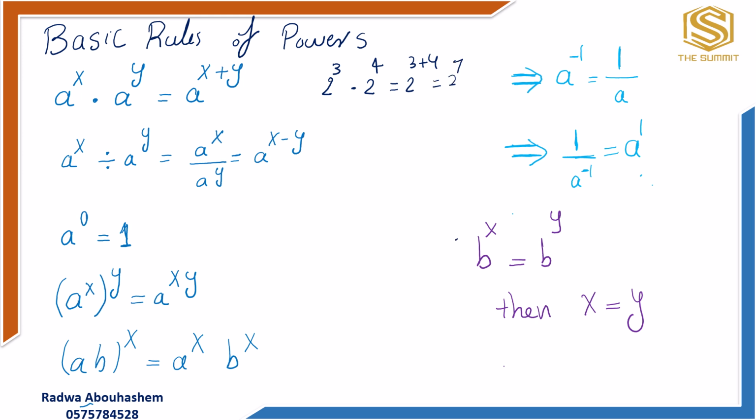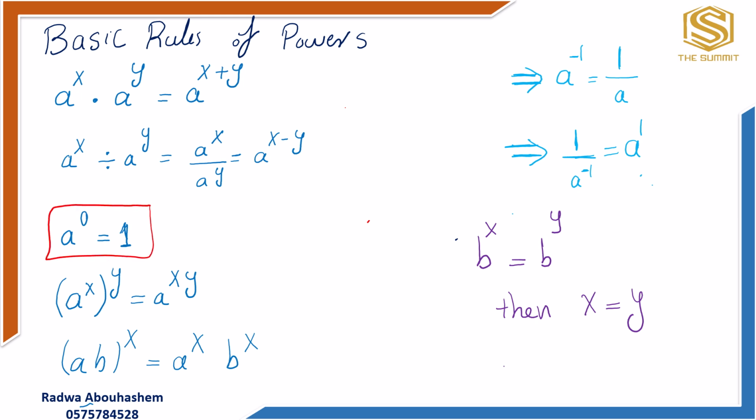Now, what if we are dividing? We subtract the powers. For example, here I have x to the power 5 over x to the power 2. So it would be x to the power 5 minus 2, x to the power 3. Anything raised to the power of 0 equals 1.